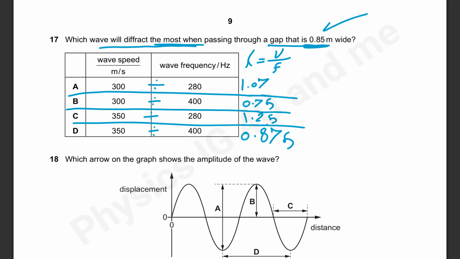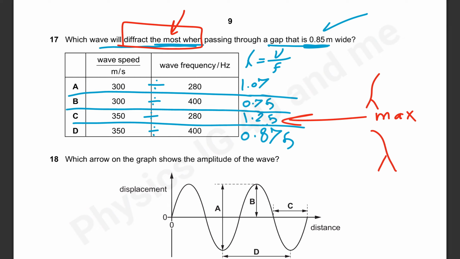The question says which one diffracts the most. Here when they say the most, it means which one will diffract for a long distance. Okay, in this case we take the one with the largest or highest wavelength, so it's option C. So always go here to the largest wavelength or the maximum wavelength. Of course, wavelength you can draw it like this or like this, the same idea.